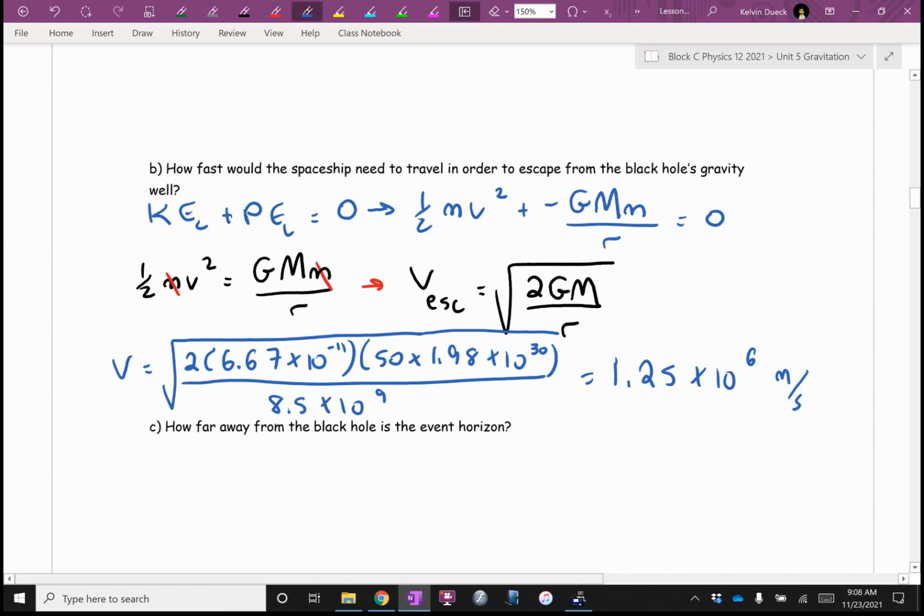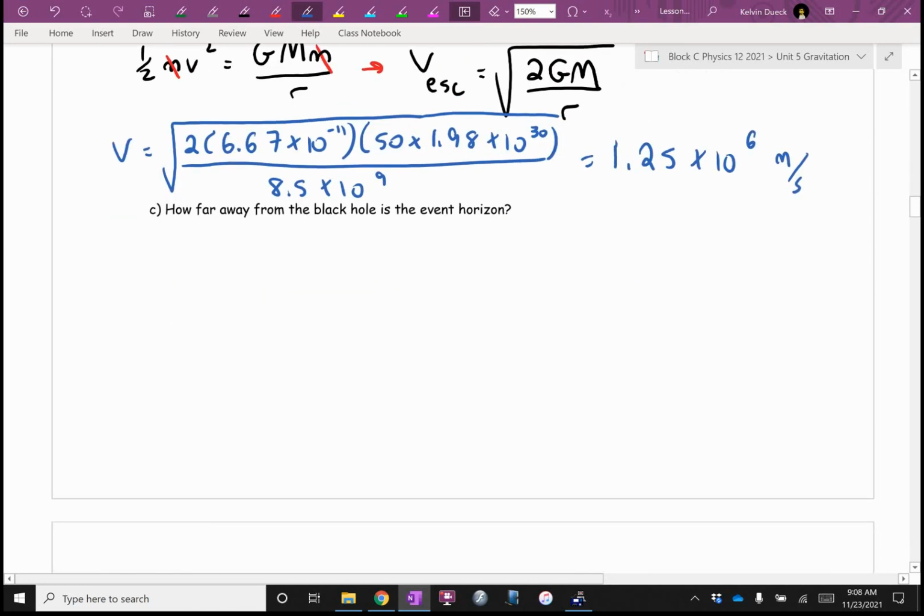C. How far away from the black hole is the event horizon? What's meant by the event horizon? That's the point of no return. If you go past that spot, escape velocity is faster than light, which means you're out of luck. Nothing in the universe is coming back from that location.